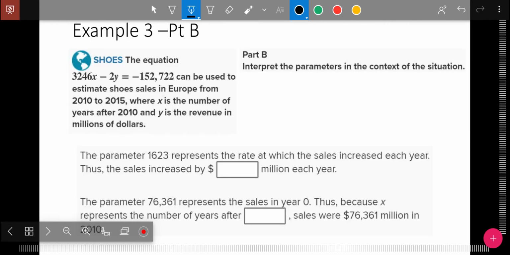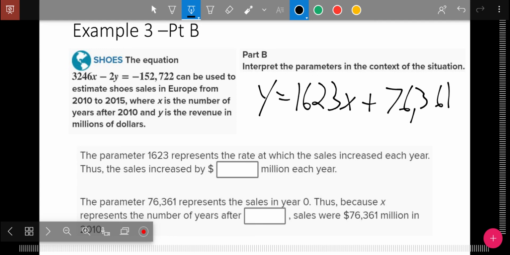For this part, I'm going to quickly rewrite what we just did. y equals 1623x plus 76,361. The 1623 represents the increase in millions of dollars. It's the slope, so it's rise over run. For every year it goes up, it's increasing in sales. They expect sales to increase by 1,623 million each year. That would be nice.